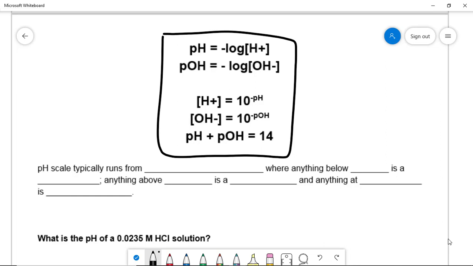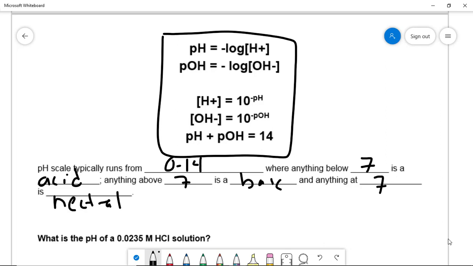If I'm looking at the scale itself, the pH scale runs typically from 0 to 14. There are exceptions. Anything below 7 is an acid, anything above 7 is a base, and anything at 7 is neutral.